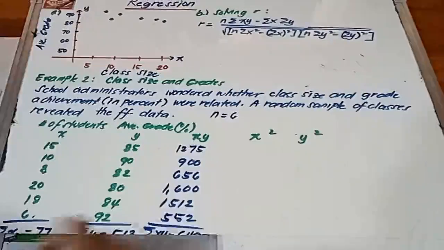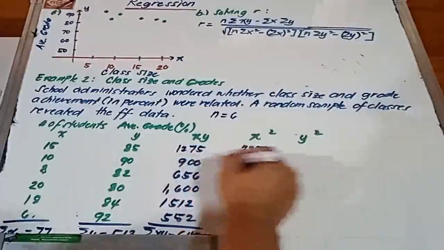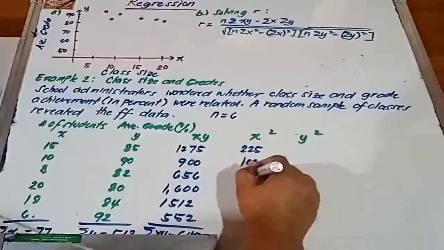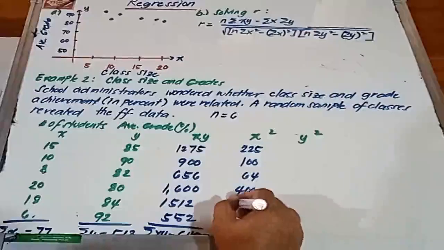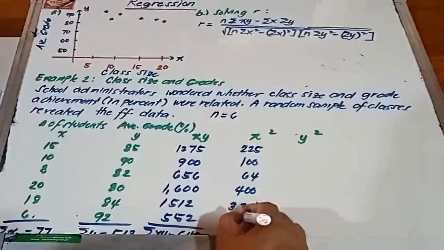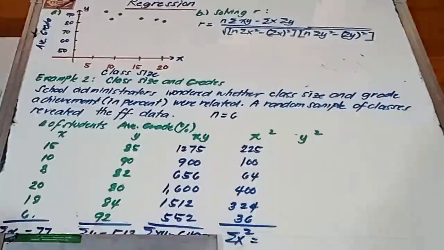And then for x squared, 15 squared is 225. 10 squared is 100, 8 squared is 64, 20 squared is 400. That is 324 and 36. Then kunin natin summation of x squared. Okay? So that's equal to 1149.